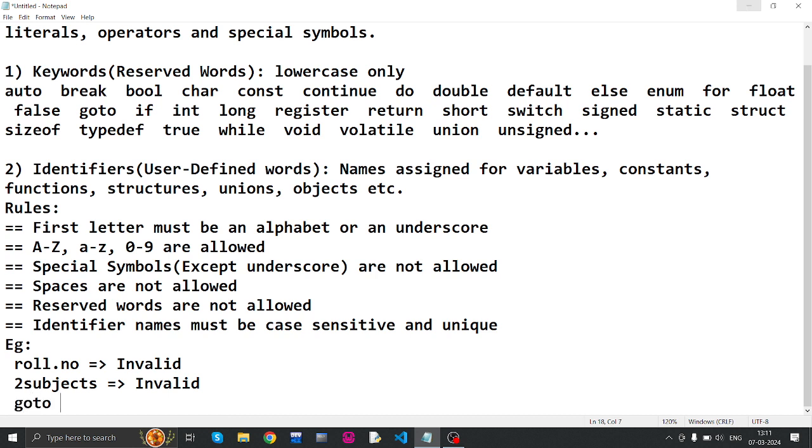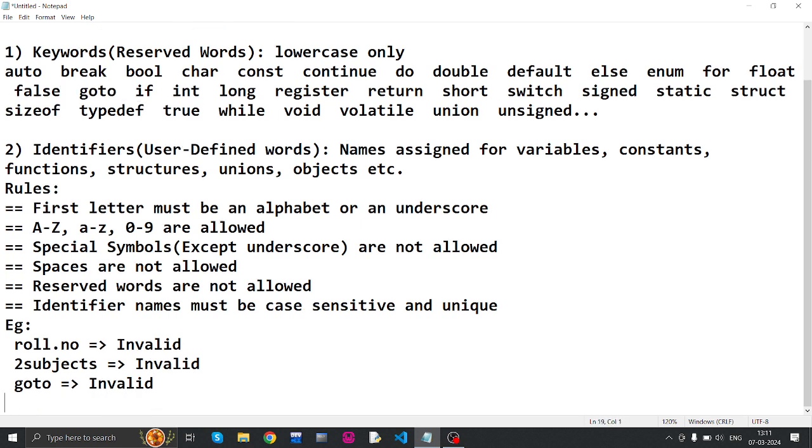Then when I write something like goto, it is also invalid. Why? Because goto is a keyword. A reserved word cannot be used. And not only that, if I write something like total marks, this is also invalid. Just now I told you spaces are not allowed. Either you have to combine them or you can use an underscore as the separator. So spaces are not allowed.